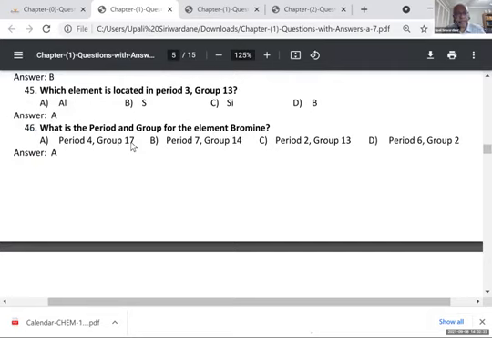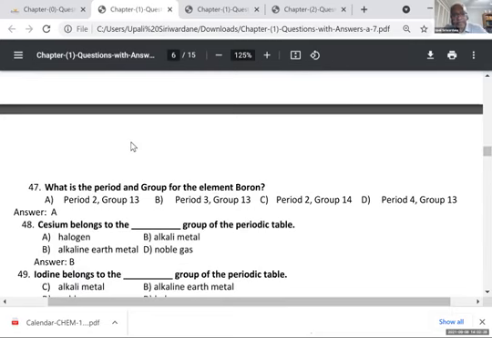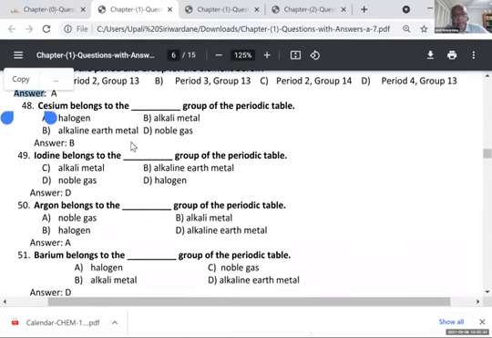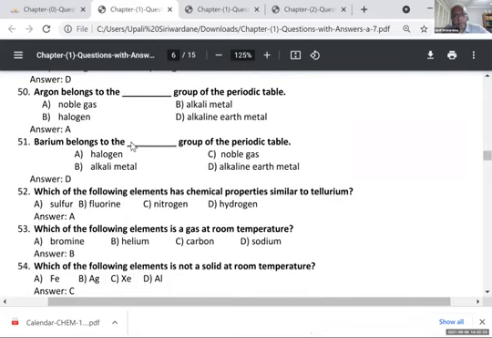Number 45, which element? Okay, we did that. Number 47. What is the period and group of the element boron? Group 13 and period 2. Iodine belongs to the halogens group of the periodic table. Argon belongs to the noble gases. Number 51. Barium belongs to the alkaline earth metals.